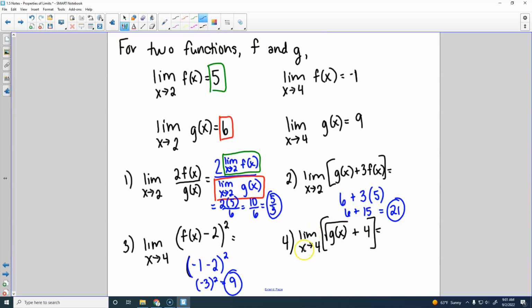So, limit as x approaches 4 of the square root of g of x. We know the limit as x approaches 4 of g of x is 9, so what we're going to get here is the square root of 9 plus, and here we just have a 4. So square root of 9 is 3, plus 4 is going to give us 7. Okay. Any issues here?